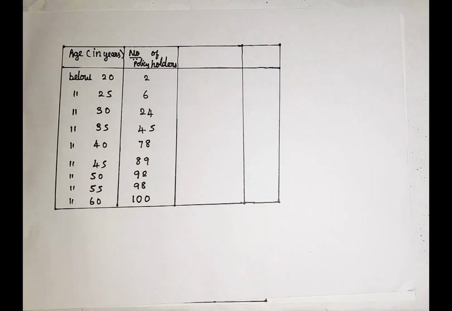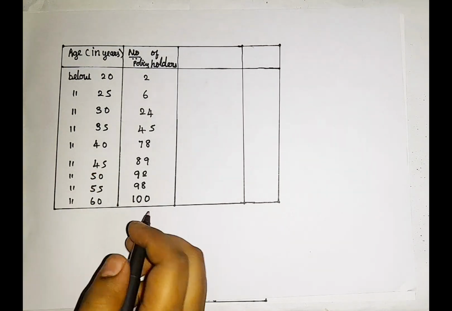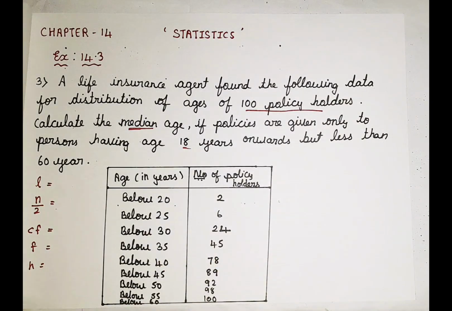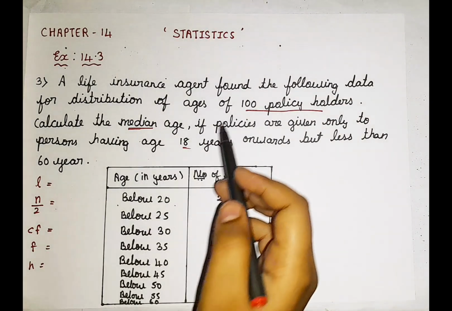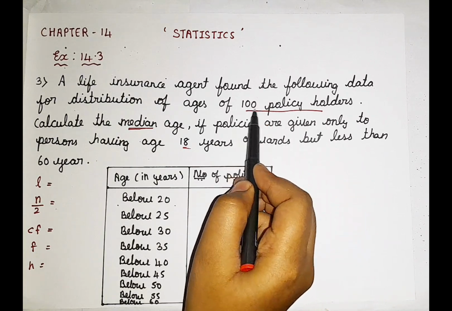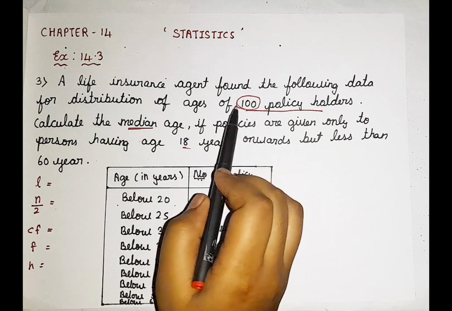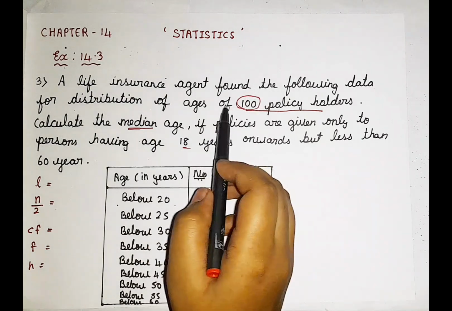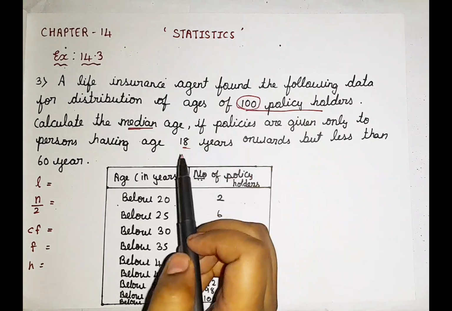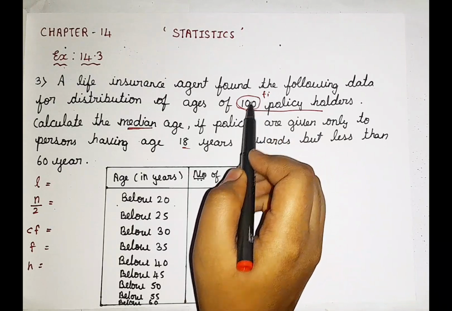If you can't see, actually the last number is 100. So I'll show you here in another table. I just represent the table right over here. Here the last number is 100, isn't it? When you look at the question, they mentioned 100 policy holders, so total frequency is 100. Whenever they mention a number like this, that one is the total frequency, isn't it? So totally there are how many policy holders? There are 100 policy holders. So this is the total Fi value.